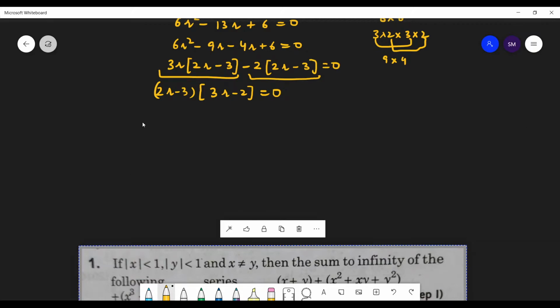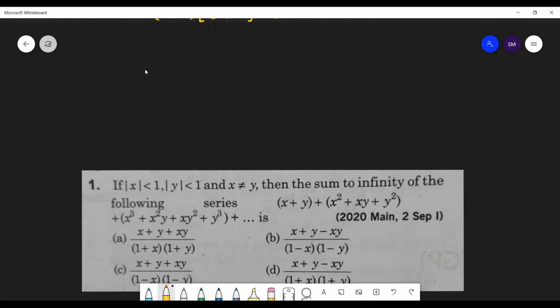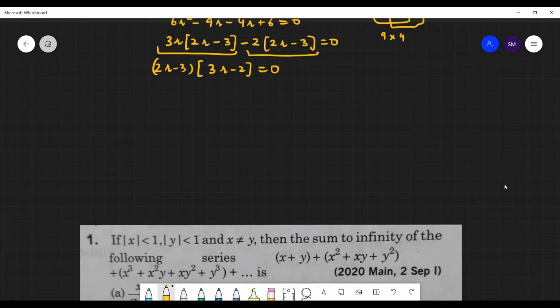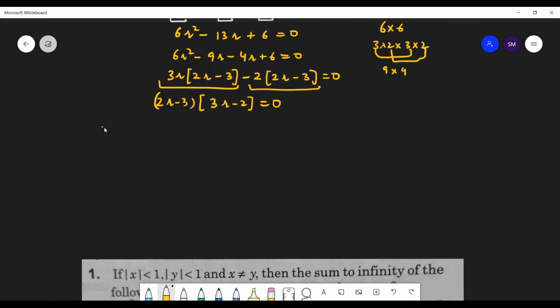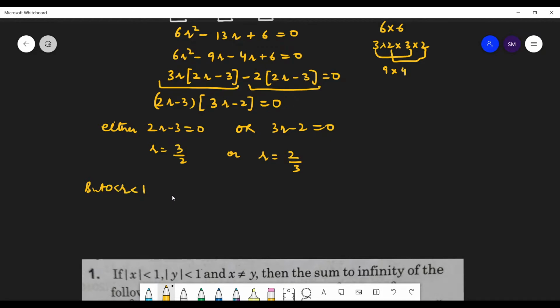So students, either 2r minus 3 is equal to 0 or 3r minus 2 is equal to 0. So here either r is equal to 3 by 2 or r is equal to 2 by 3. But r is between 0 and 1.